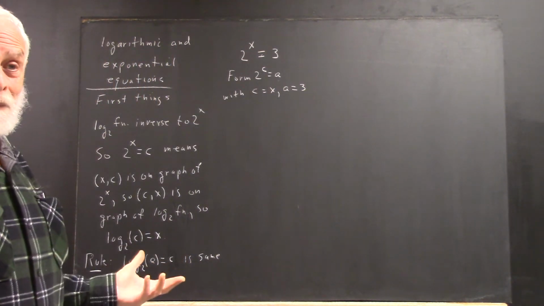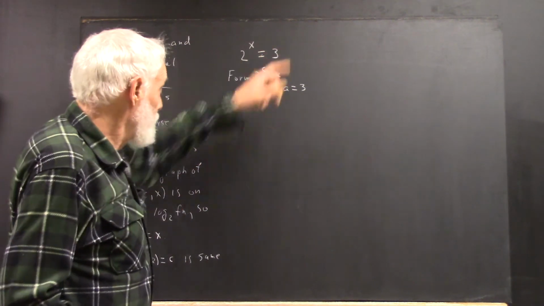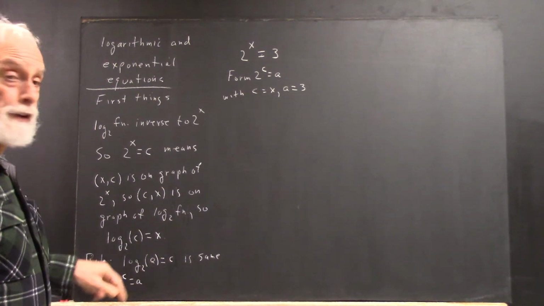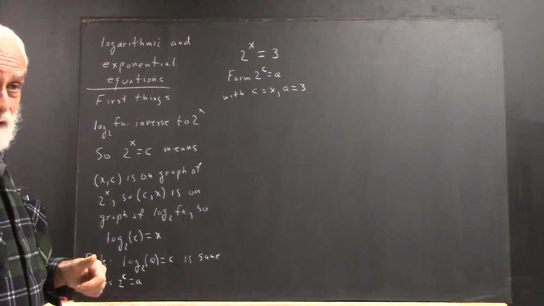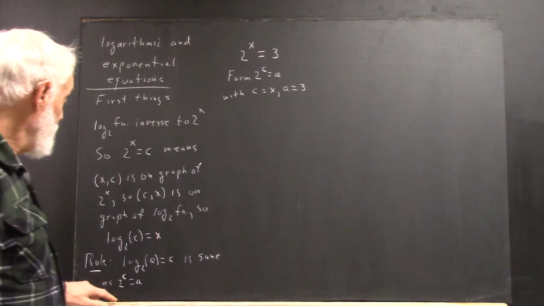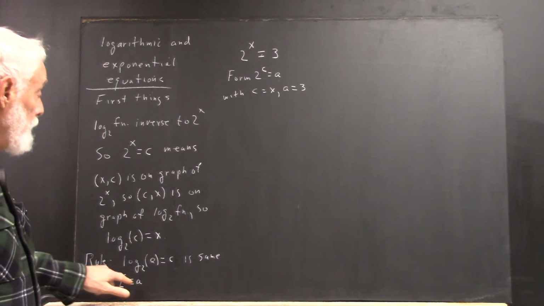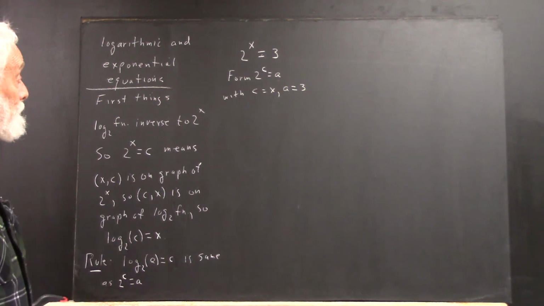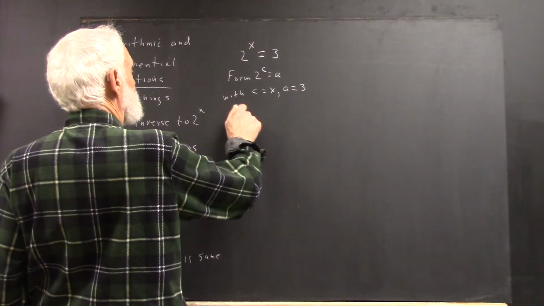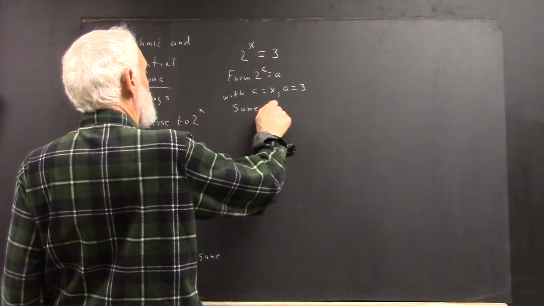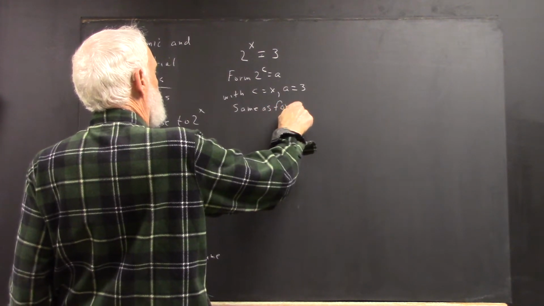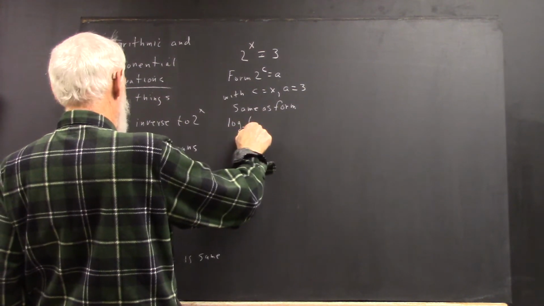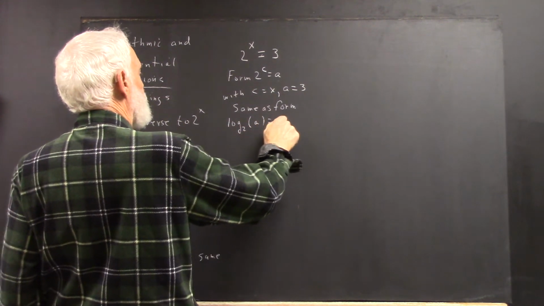So, was that hard? If you've got an equation in this form, it's in this form or this form. Either way, you can identify a and you can identify c, right? This equation happens to be in this form, so I identify a and c. Then I write it in the other form. This is the same as the form log base 2 of a equals c.